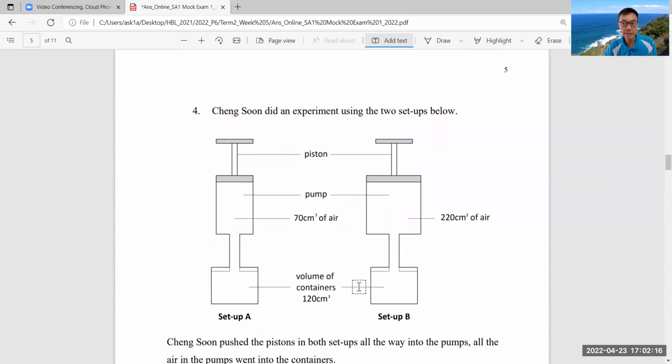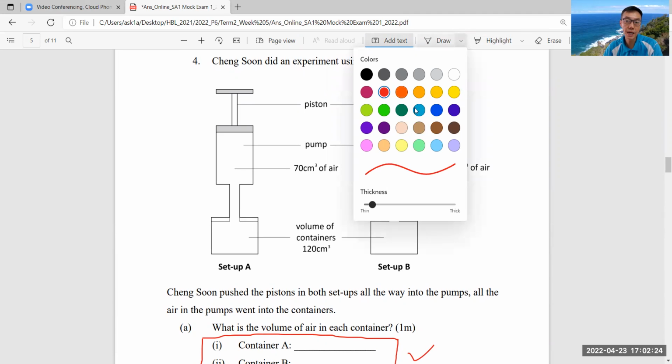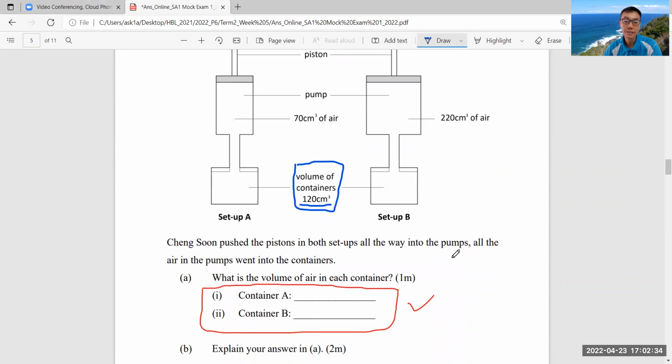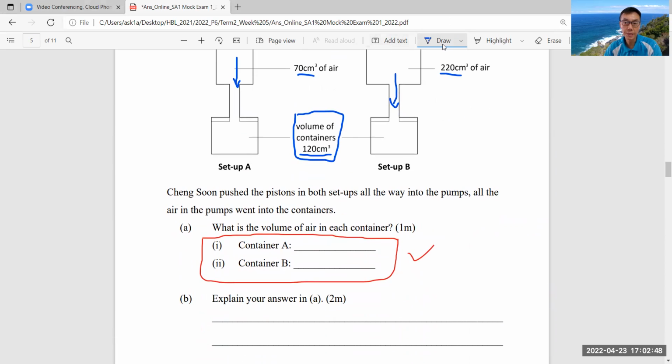This question is actually P4's topic on matter. Once you see this question, the important thing is you highlight the capacity of the container. So these two containers have the same capacity of 120 cm3. So what is the volume of air in each container? They say this person pushes in 70 from the left and 220 from the right. So these two answers should be the same, which is 120.